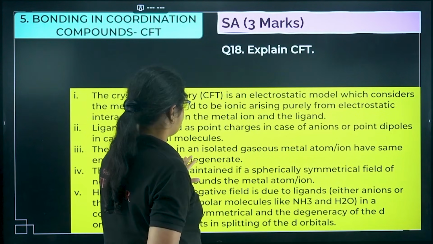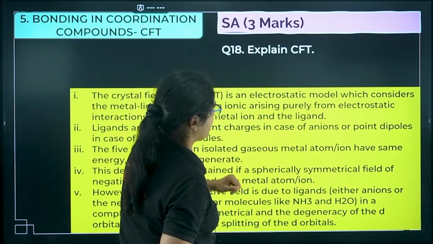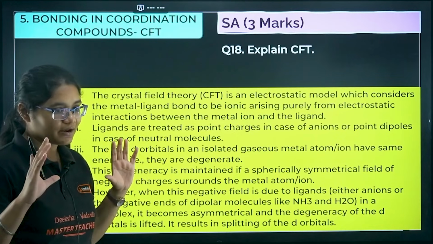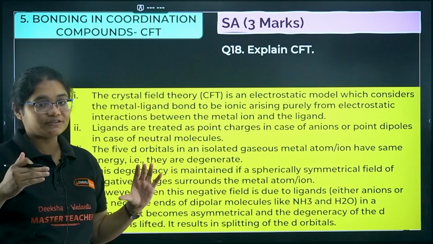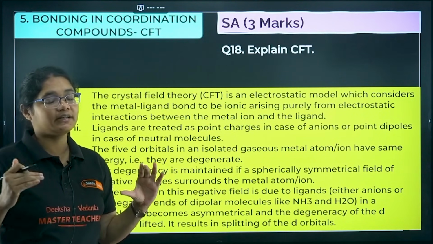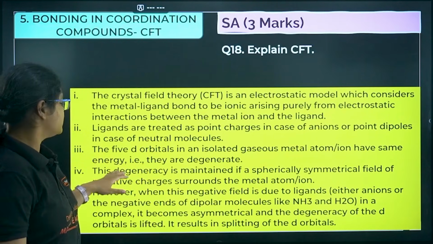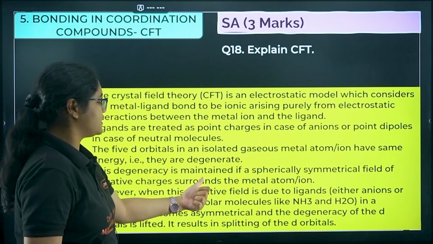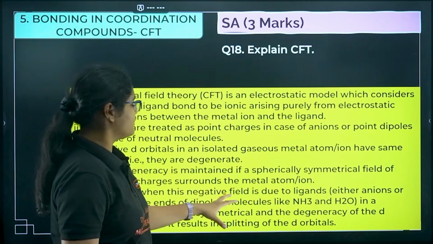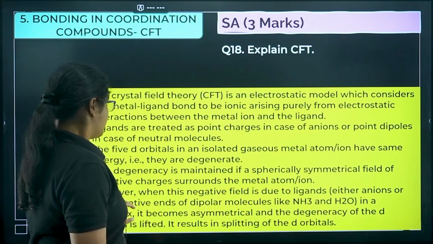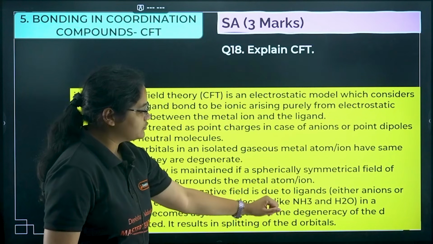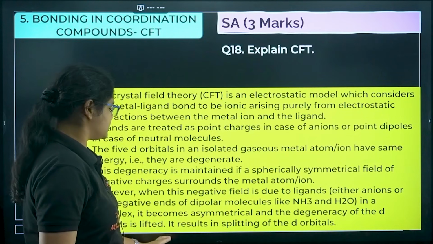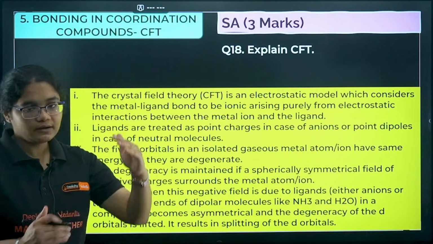Next, the 5 d orbitals in an isolated gaseous metal atom or ion have the same energy, that is, they are degenerate. So when they are in the metal, they all have the same energy, but when the ligand approaches, there is repulsion, as a result of which the d orbitals split. This degeneracy is maintained if a spherically symmetrical field of negative charges surrounds the metal atom. However, when this negative field is due to ligands, like the negative end of dipolar molecules such as NH3 or water in a complex, it becomes asymmetrical, the degeneracy of the d orbitals is lifted, and it results in the splitting of the d orbitals.